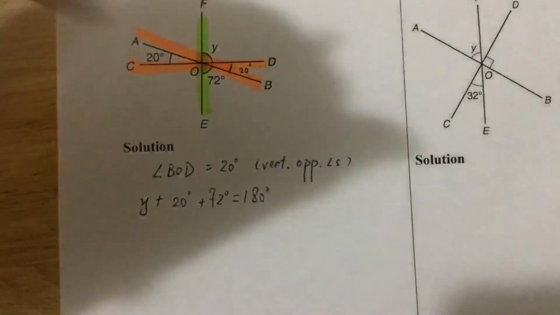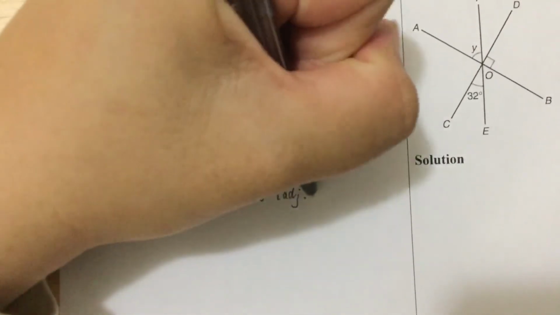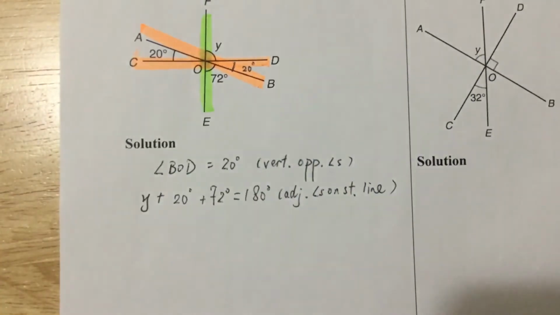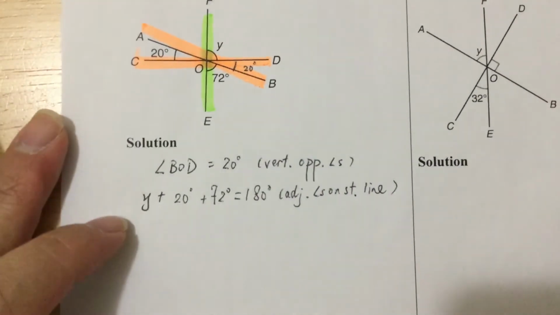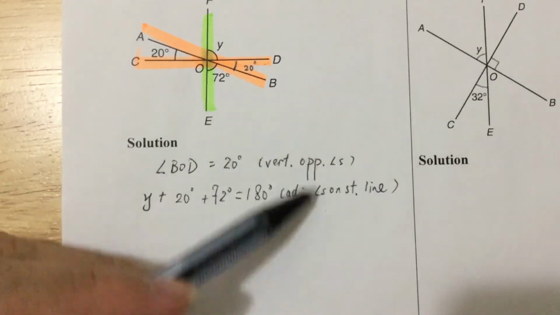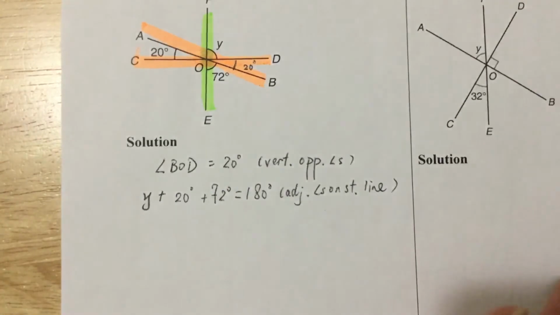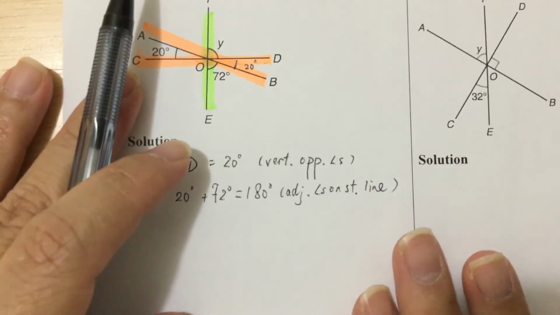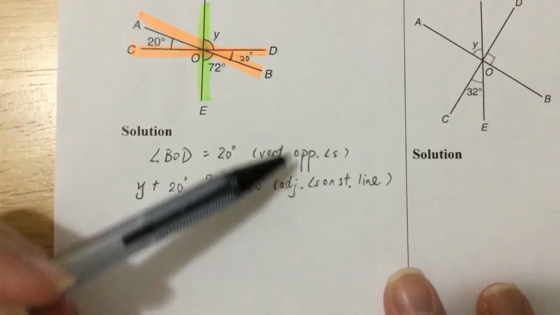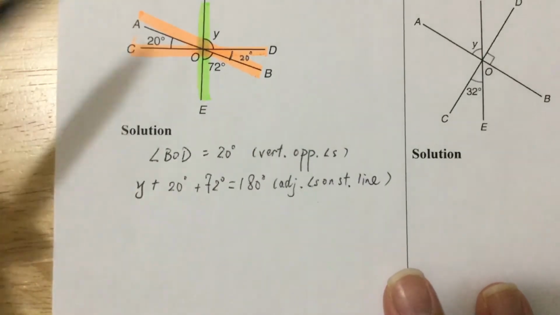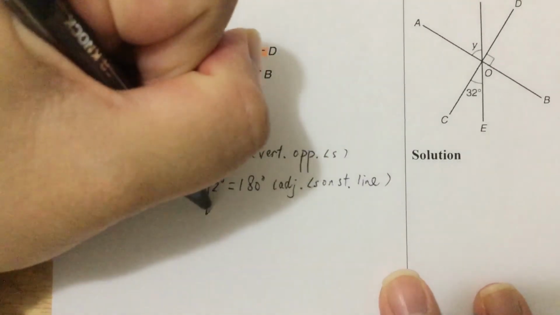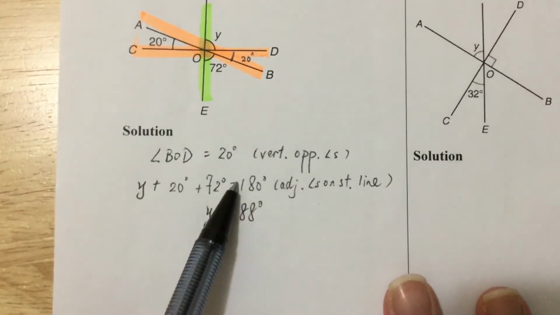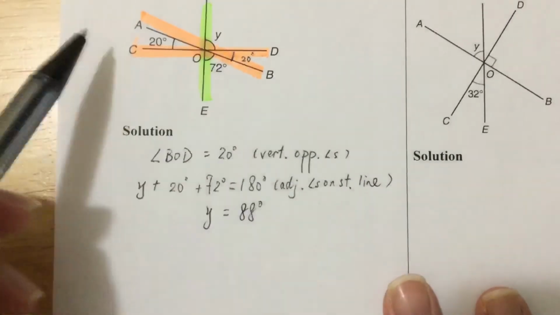And you must remember what we have learned. It's called adjacent angles on straight line. Once again, we use this reason. So you will see in your future, for every question you will write down the reason every time. In form 3 and form 4, students who are older than you will write down many reasons to find out the answer. So please remember the reason. And then y equals 88 degrees, because these two add to 92, and 180 minus 92 is 88 degrees. So we can solve this question easily.